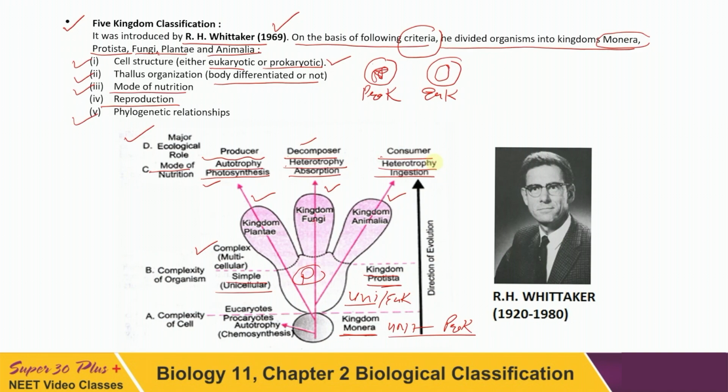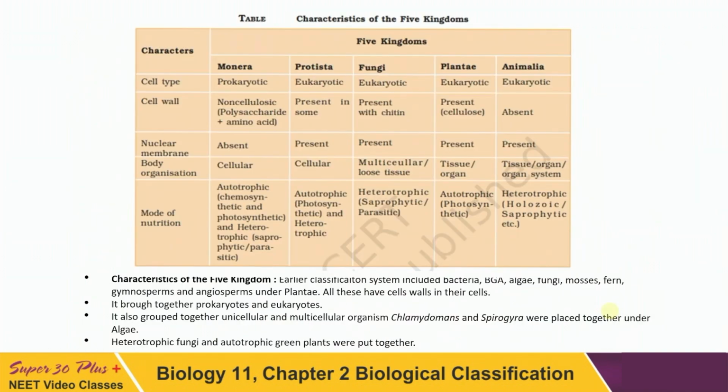So this flow diagram was proposed by R.H. Whittaker, a well-known taxonomist who is known for the 5-kingdom classification. Now, we can discuss the characteristics of the 5-kingdom classification. The five kingdoms are Monera, Protista, Fungi, Plantae, and Animalia.